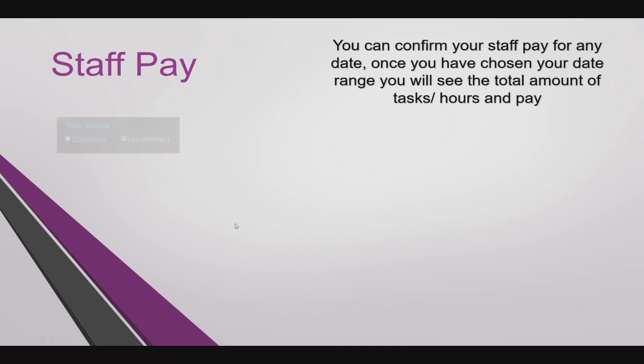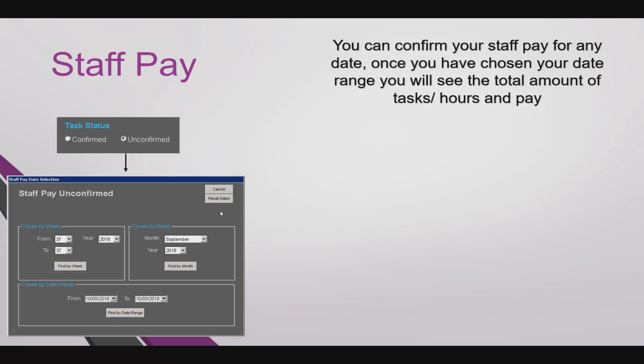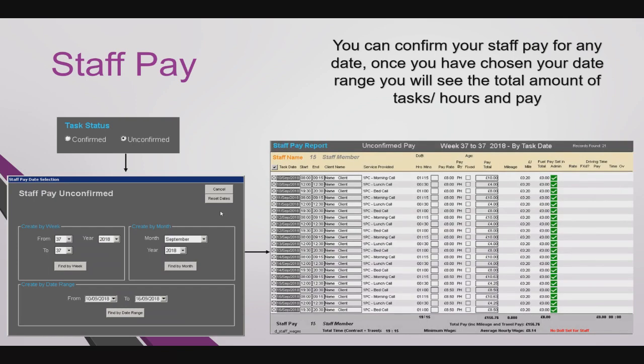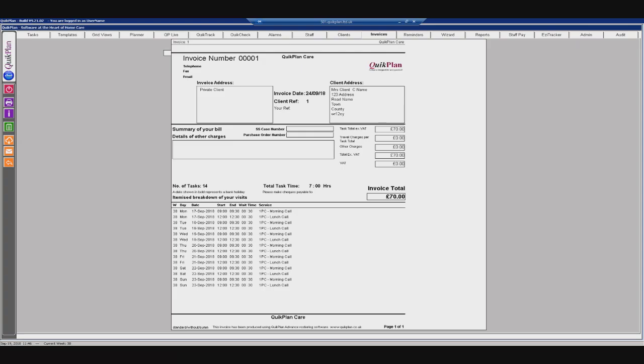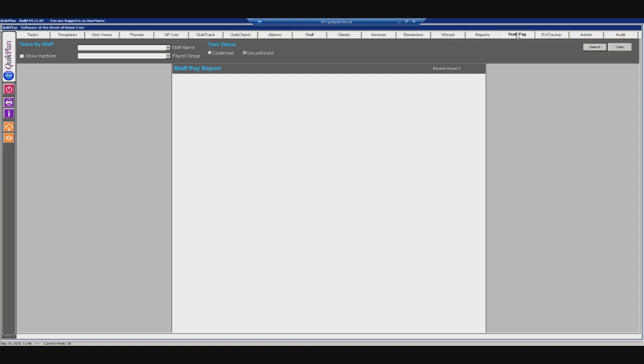Going from here, the staff pay tab gives you the option to search what's confirmed or unconfirmed. Because you are going to confirm your pay, we would need to search on what's unconfirmed. Then you'll be able to select the date that you want to search for, and then it would produce your staff pay.